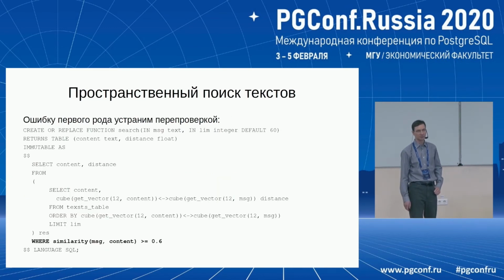Then it's simple. We fix the first kind error. We remember that PGRT worked well and it made everyone happy with what it finds, and then we can apply it.